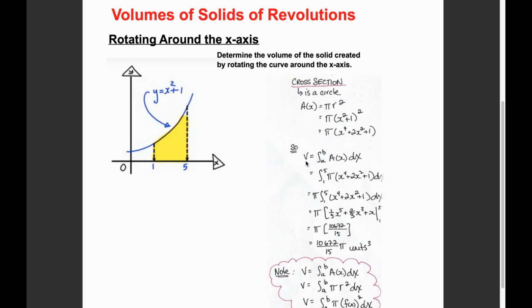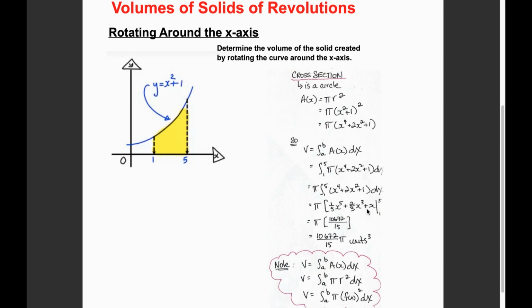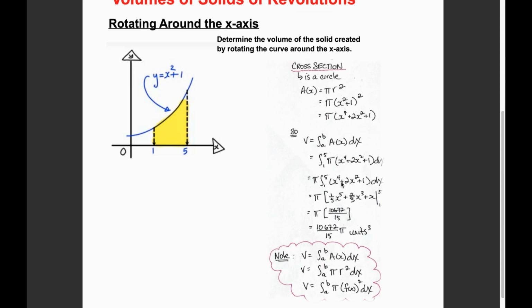So now when I want to find the volume, I'm going to take the integral from a to b of my area dx. And my area is the area of the circle, so I put in my area of the circle here, dx there. It's just a little bit faded from my picture. I pull the pi out front just so I don't have to deal with it, and I can just focus on this part to find the antiderivative. The antiderivative of x to the power 4 plus 2x squared plus 1 is 1/5 x to the power 5 plus 2/3 x cubed plus x. And I'm going to calculate that from 1 to 5.